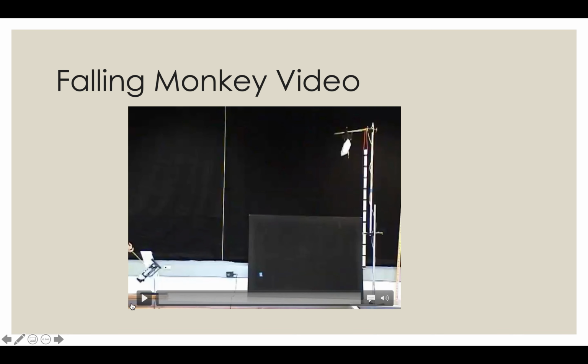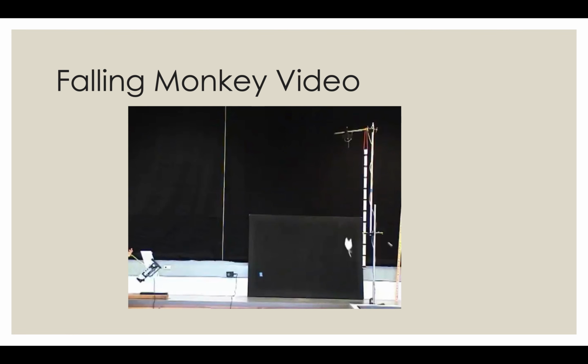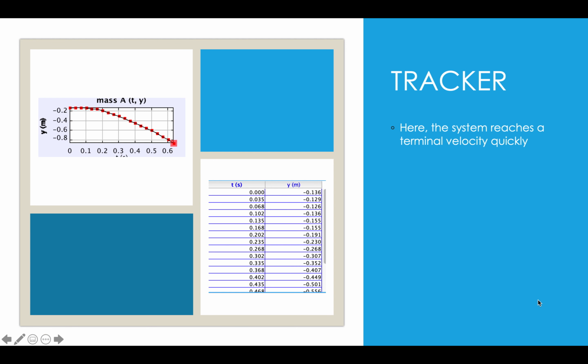Here you can see the toy monkey falling with the parachute. It is clear that shortly after the parachute opens, the system reaches a terminal velocity. I analyzed this video in Tracker and found that the system did, as I predicted, reach terminal velocity, as you can see here by the straight line towards the end of the run.